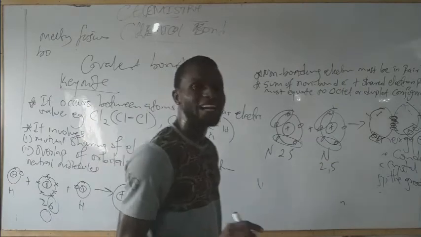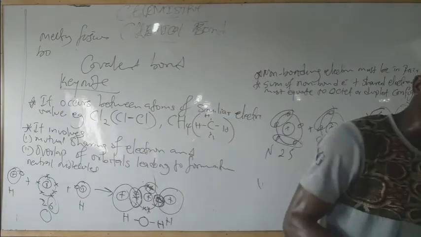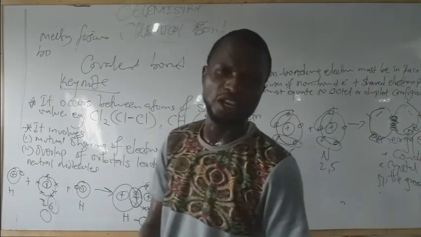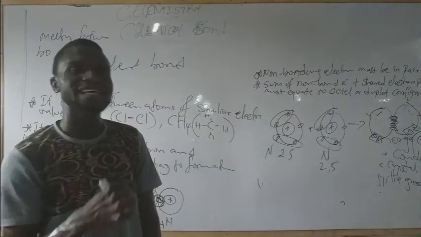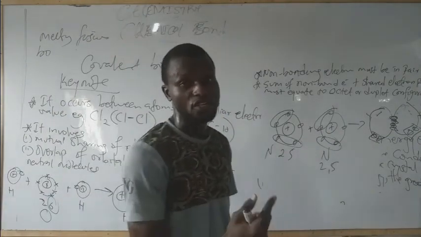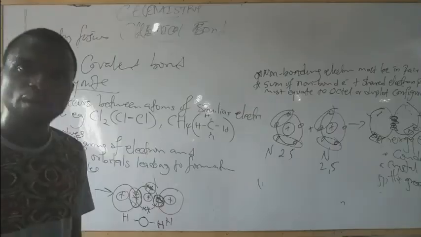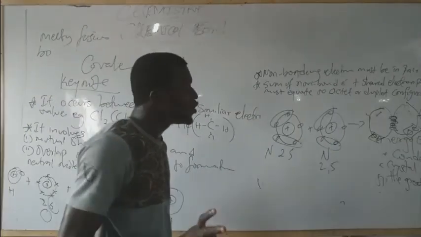Covalent compounds generally exist as gases or liquids at room temperature and ordinary pressure. However, some exist as solids, e.g. iodine, sulfur, phosphorus. And look at the other one, which is hydrogen bonding. Now, simple. What is hydrogen bonding?